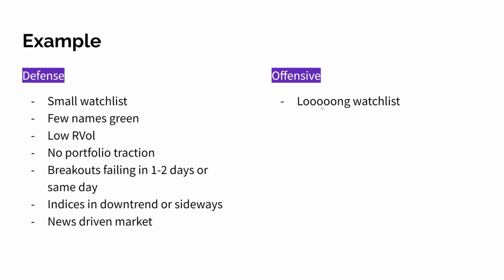Usually, if I have a long watch list and I'm even struggling to bring it down to just 20 names, that is a sign that you want to go more aggressive. Most names in your watch list the next day are going to be green, like 15 out of 20 would be green. And the volumes on all of those breakouts would also be really high.